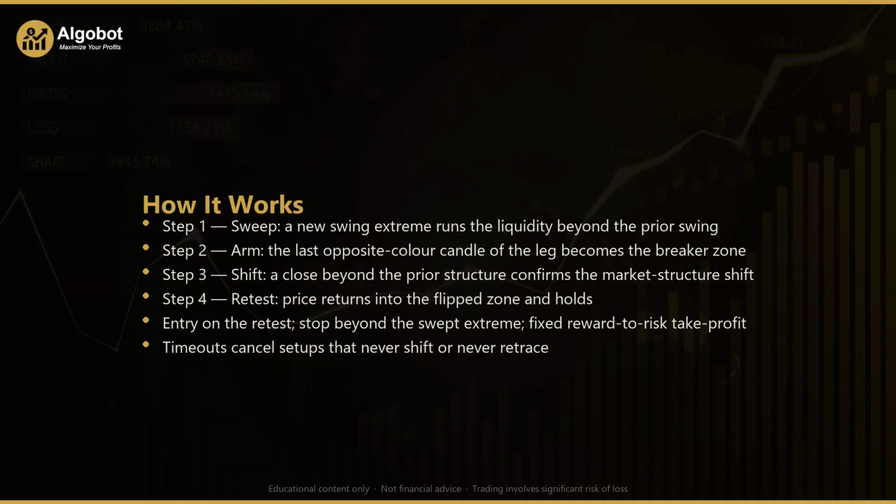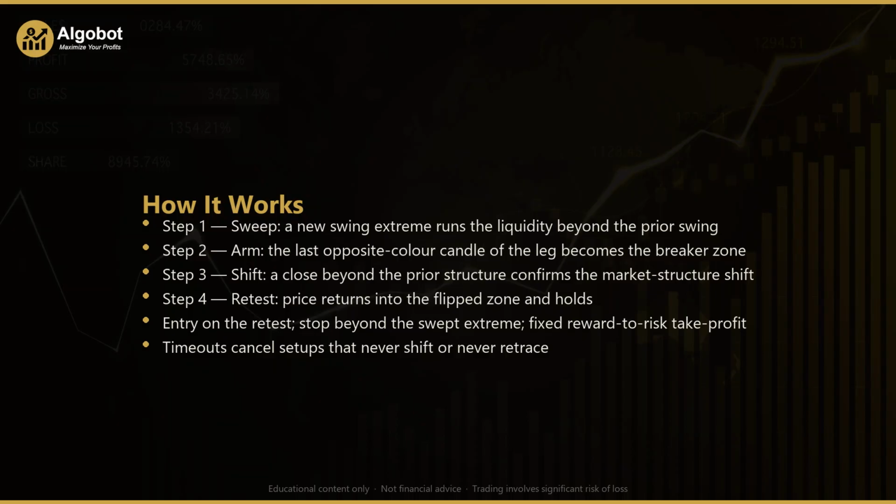To build the zone, it searches backward from the swept low, up to OB search bars candles, and grabs the last up candle of that leg. That up candle is the failed bearish order block, and its high and low become the breaker zone. Step 2 is the structure shift. Once armed, the EA waits for a candle to close above the swing high that preceded the sweep. That close is the market structure shift, and it flips the setup to active. If price instead closes back below the swept low, the reversal idea is dead and the setup is discarded. If the shift never arrives within max arm bars, the setup also times out.